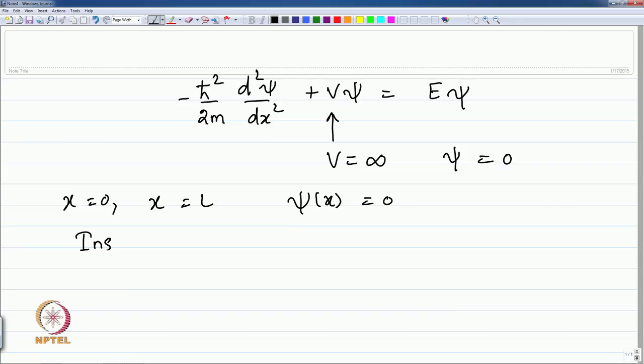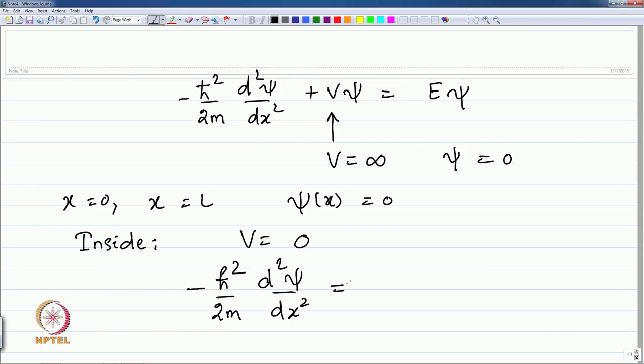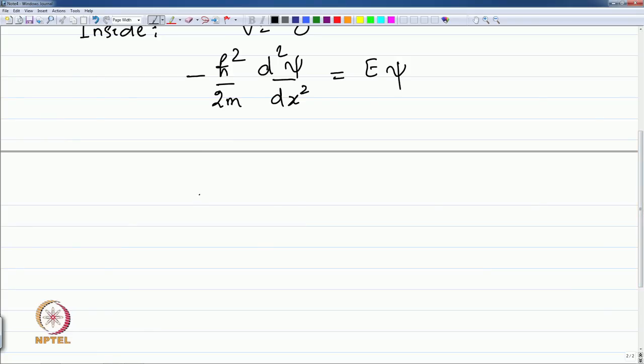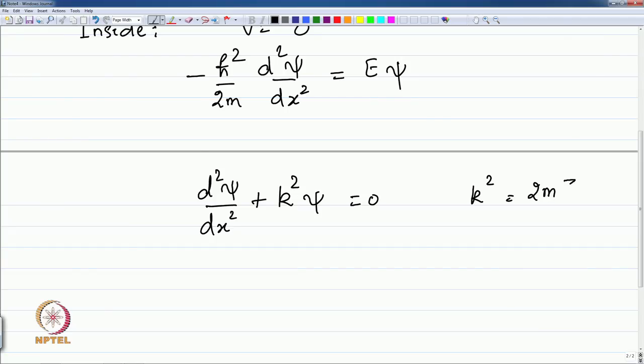Inside the box, we have V is 0. Therefore, what we have is minus ħ² by 2m d²ψ/dx² is equal to Eψ. The total energy, because there is no potential inside the box. We shall solve this in a very quick manner, namely d²ψ/dx² plus a positive constant k²ψ is equal to 0, where k² is 2mE by ħ².